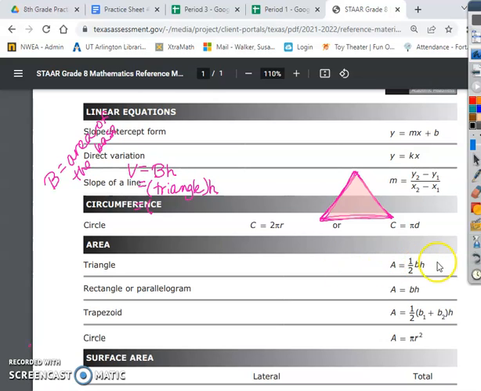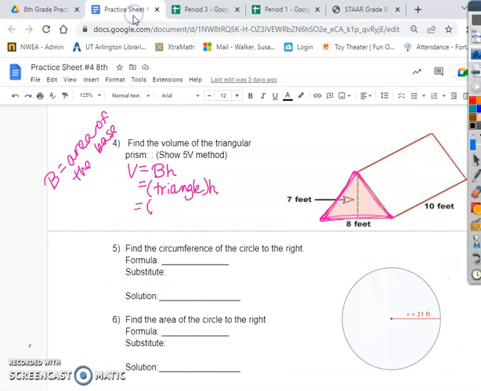Triangle, 1/2 BH. Remember, this represents the triangle, and then I have another H. This is for the prism. This here is for the triangle.